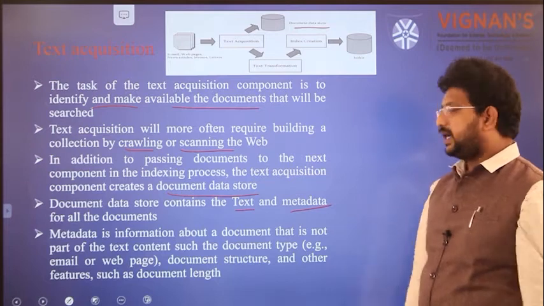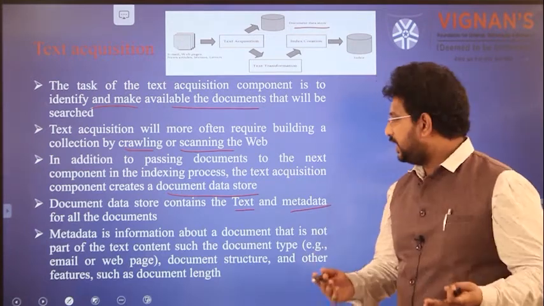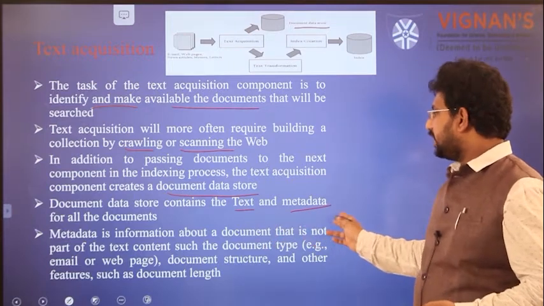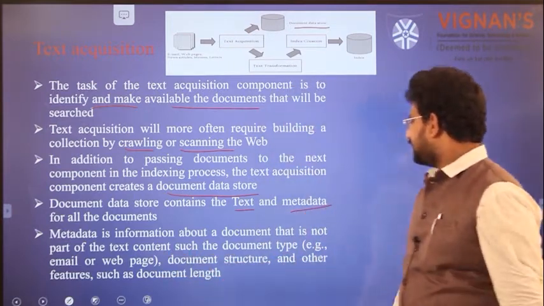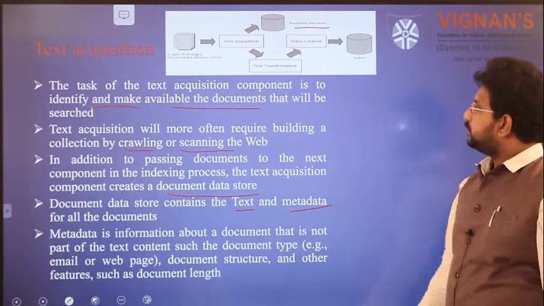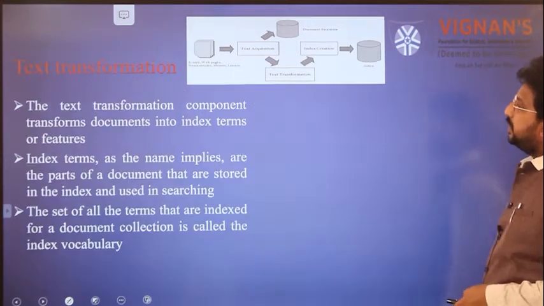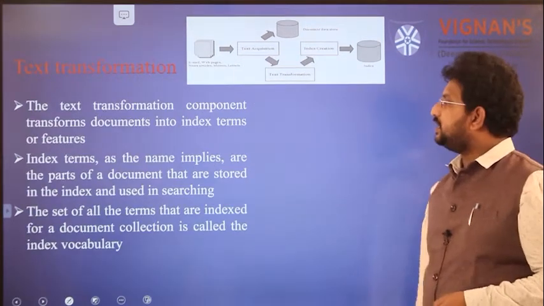So here, what is metadata? Metadata is information; we can simply call it data about the data. It is about a document that is not part of the text content, such as the document type, for example email or web page. So this is about the text acquisition phase, and next we will discuss the text transformation in detail.